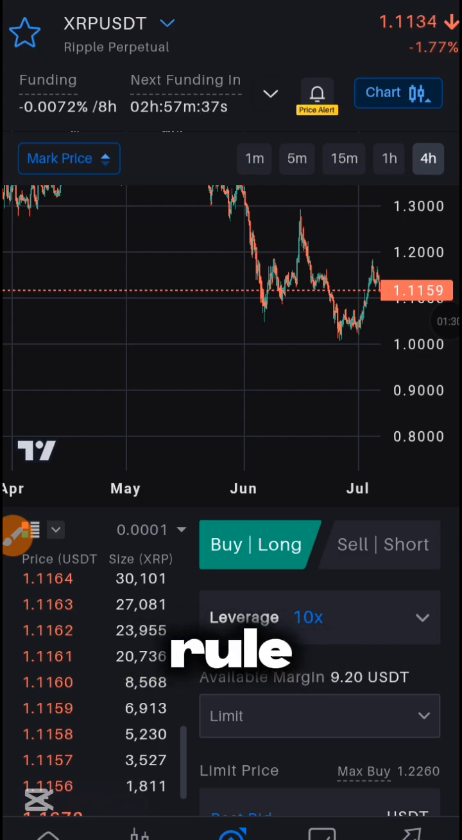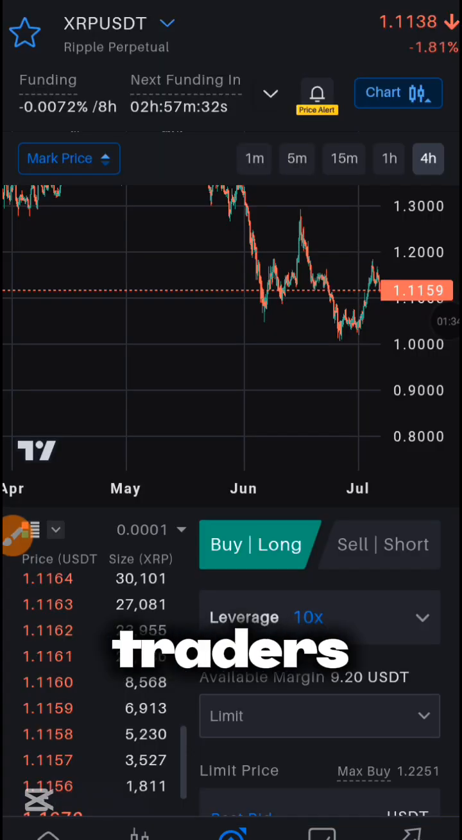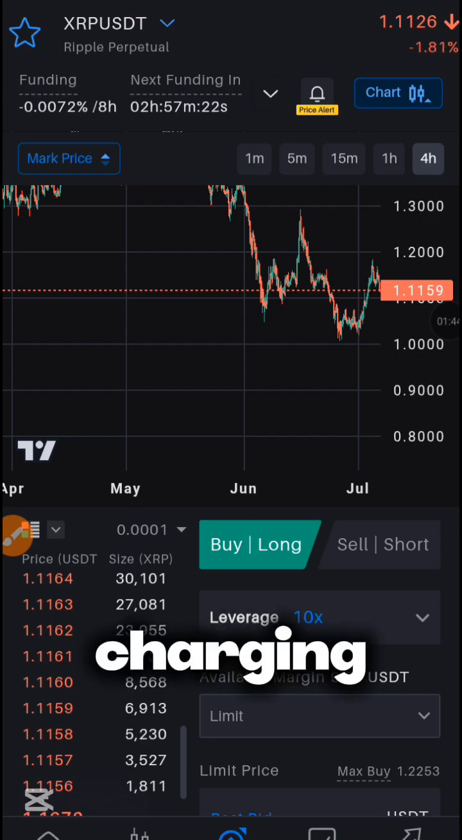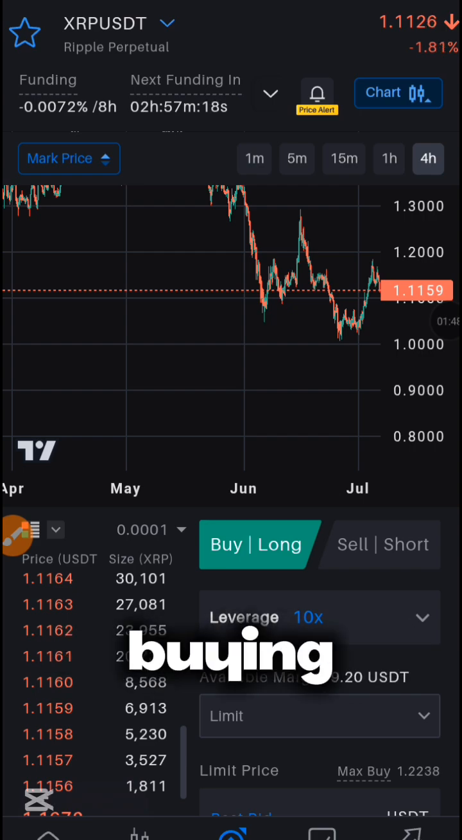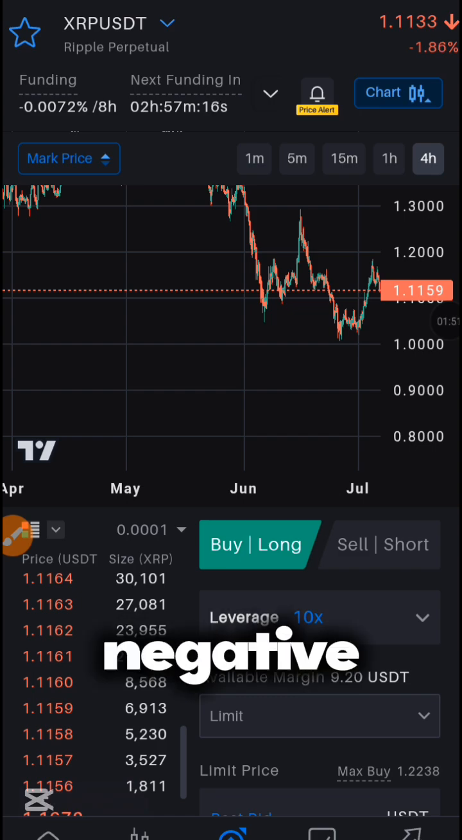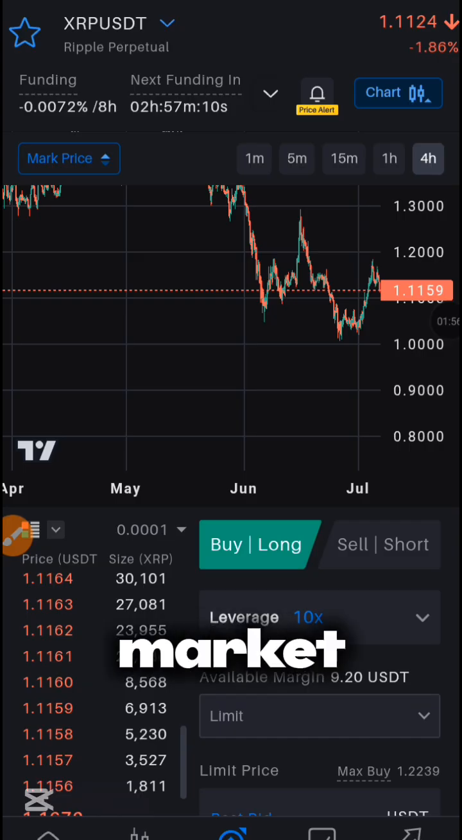Here's a simple rule. If the funding rate is positive, long traders pay short traders. And why do long traders pay short traders? Because there are too many people buying, so the futures price trades above the spot price. Charging longs encourages fewer people to keep buying. If the funding rate is negative, short traders pay long traders. This happens when too many traders are betting that the market will fall.